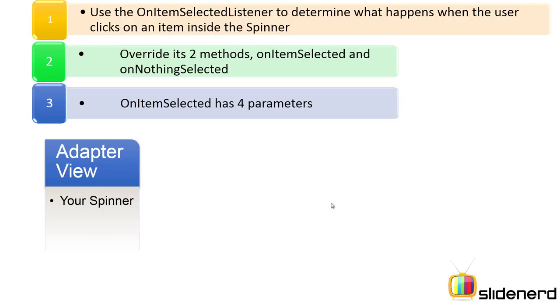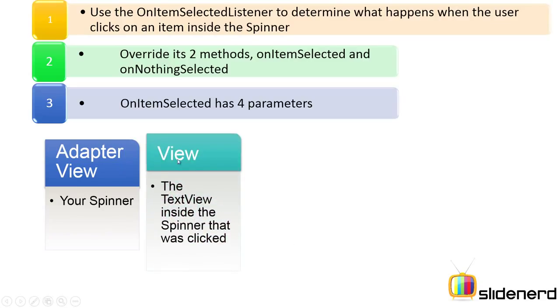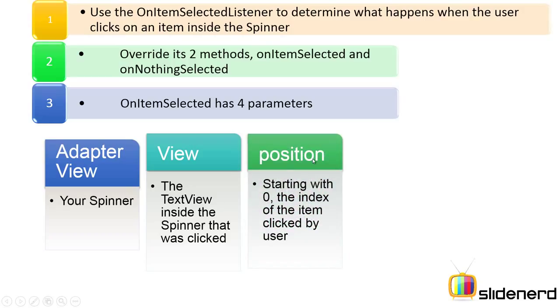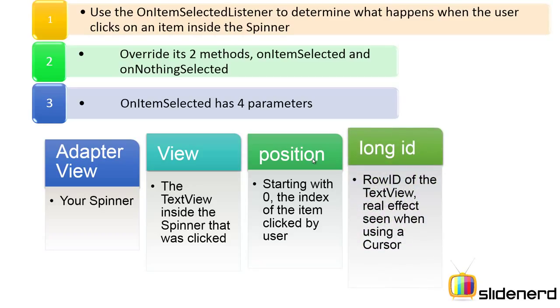It has 4 parameters. 1, the adapter view, which is your spinner. 2, the view, which is nothing but the text view inside the spinner that was clicked. 3, position of the item inside the list, 0 for the first, 1 for the second, 2 for the third, and so on. And 4, the ID, which matters only when you're using databases or content providers.